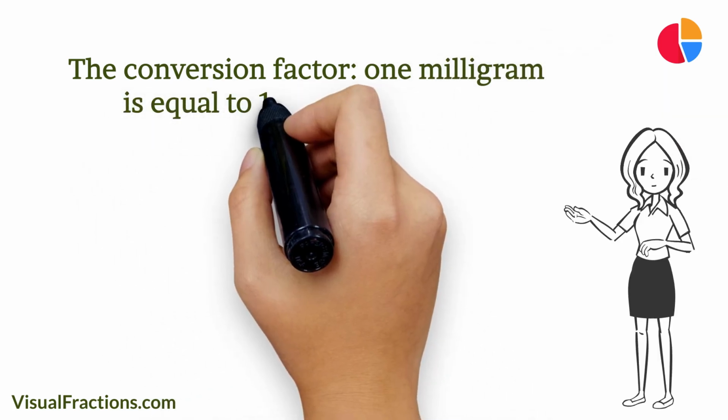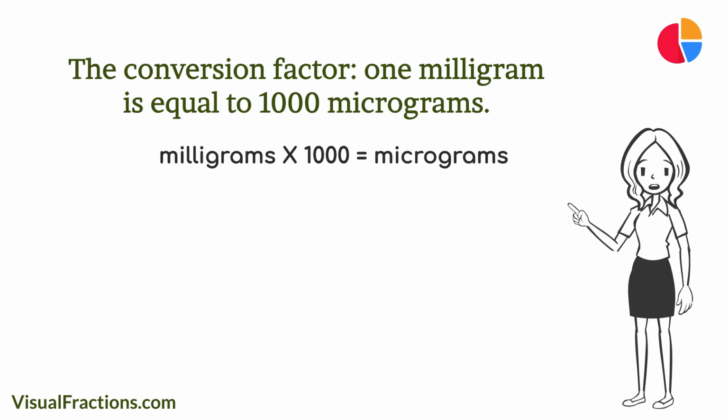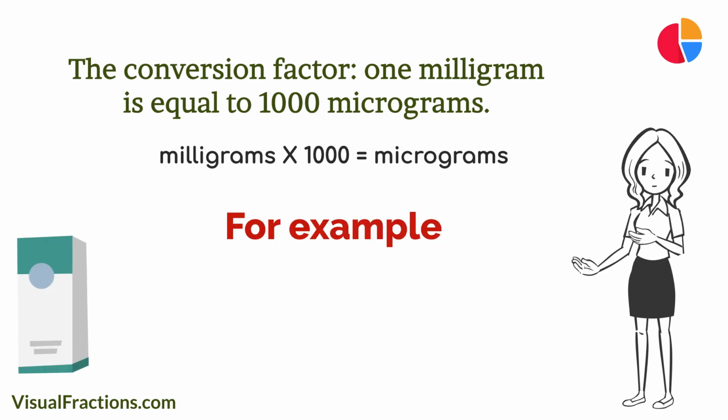First, let's review the conversion factor. 1 milligram is equal to 1,000 micrograms. To convert milligrams to micrograms, all you need to do is multiply the number of milligrams by 1,000. Let's walk through an example.